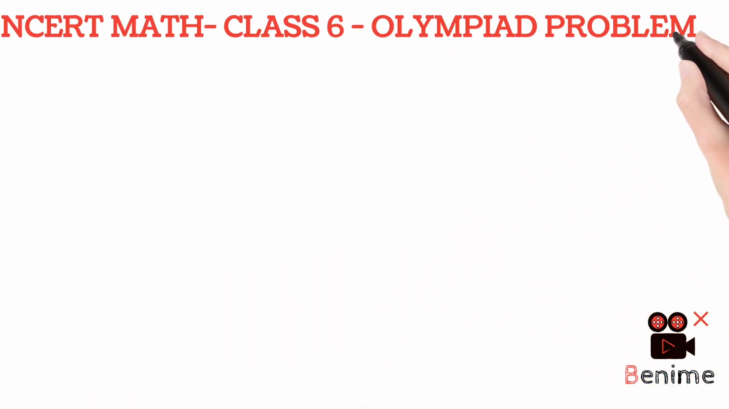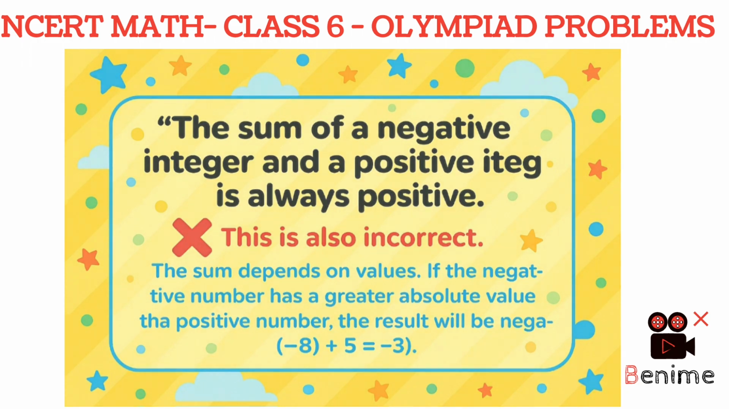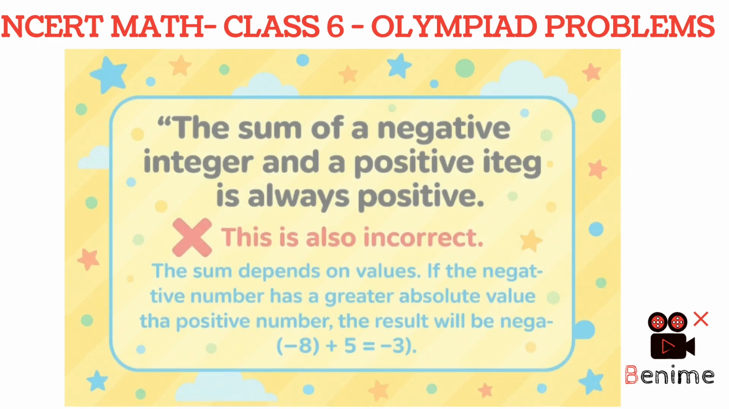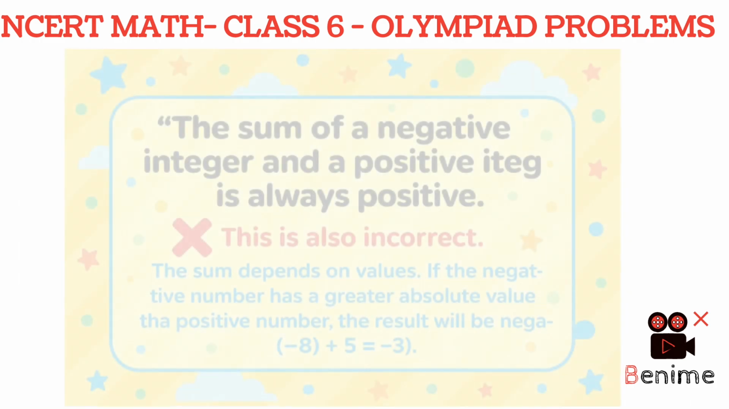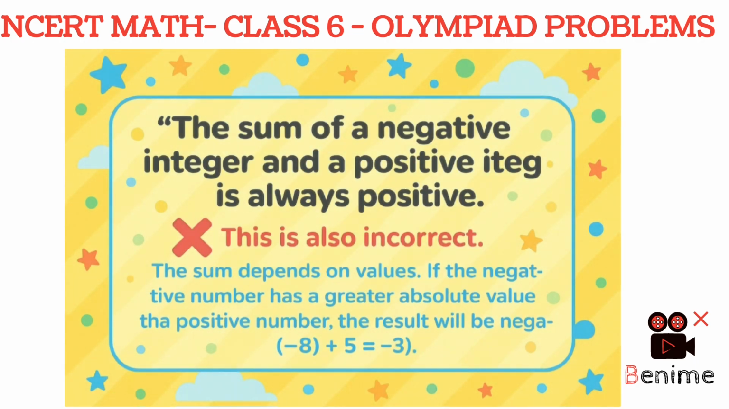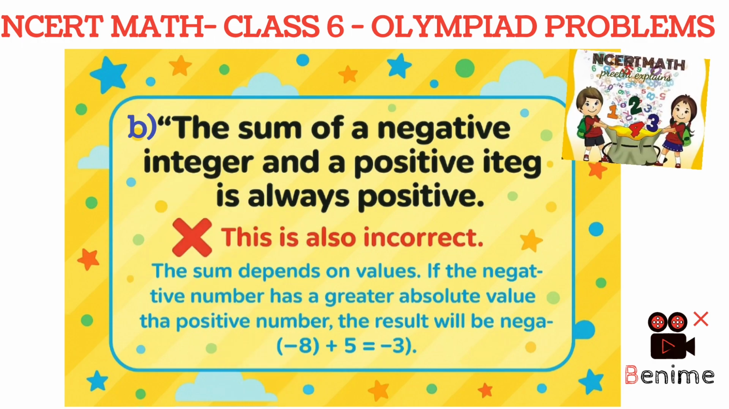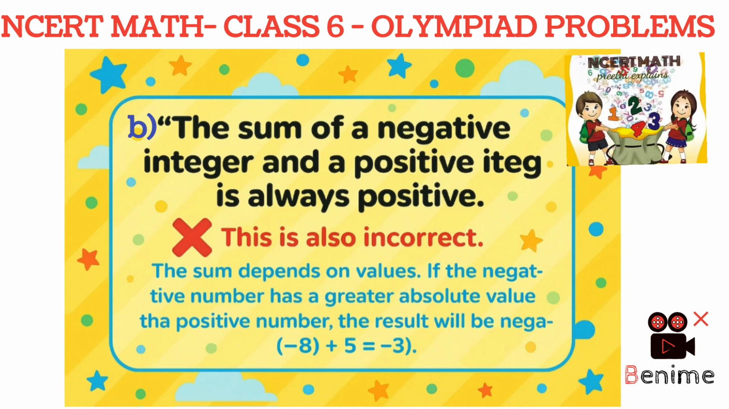The sum of a negative integer and a positive integer is always positive. The sum depends on the values. If the negative number has a greater absolute value than the positive number, the result will be negative. For example, minus 8 plus 5 will be minus 3. If the negative number has the greater value, then the result will be negative. So the statement is absolutely incorrect.